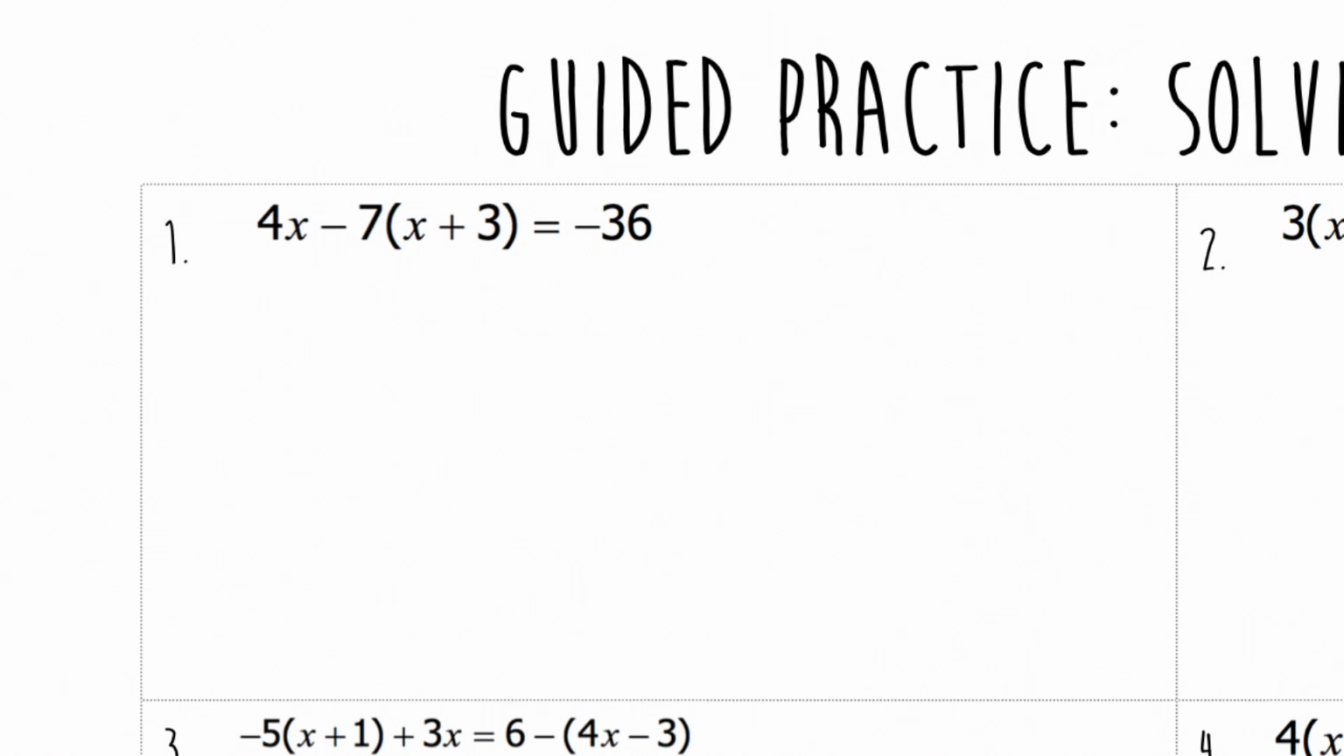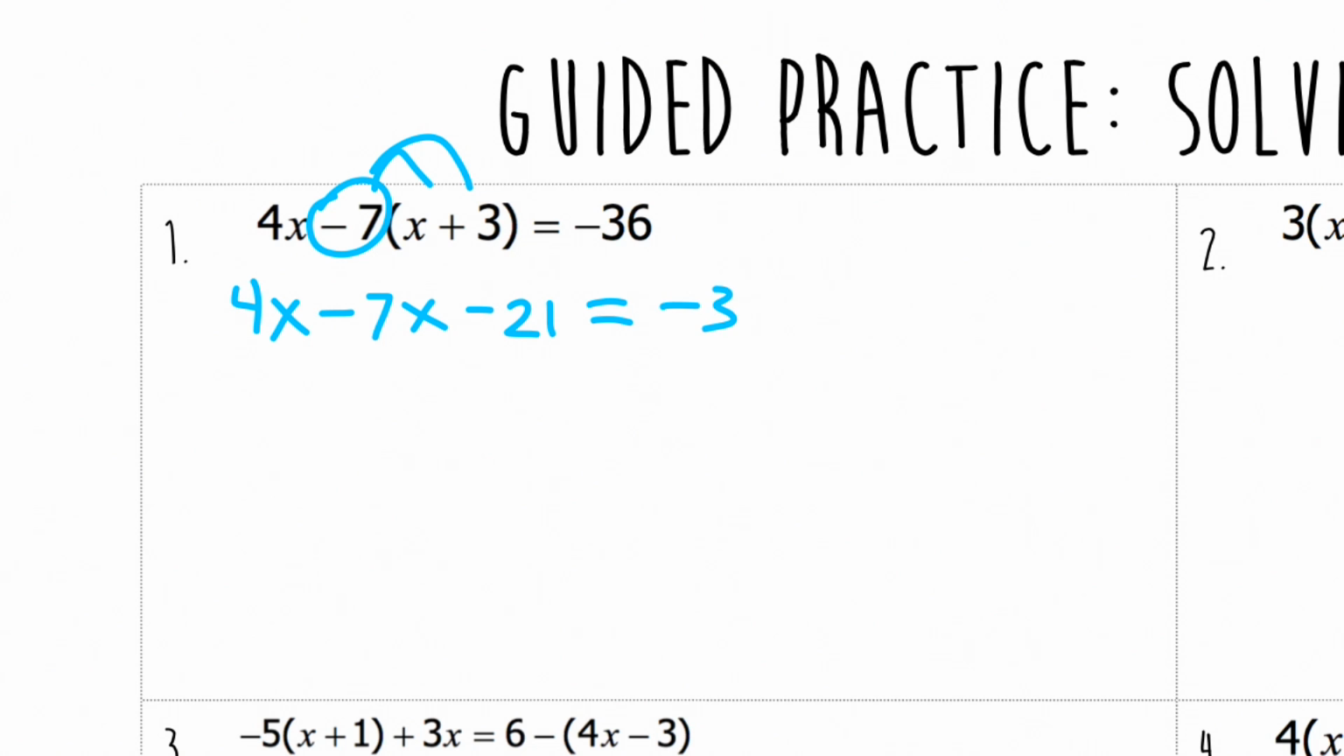So the first thing you should always ask yourself is, do you need to distribute? Okay, so in this problem we do need to distribute. We need to distribute this -7 into this x plus 3. So we're going to have 4x minus 7x minus 21 equals -36.